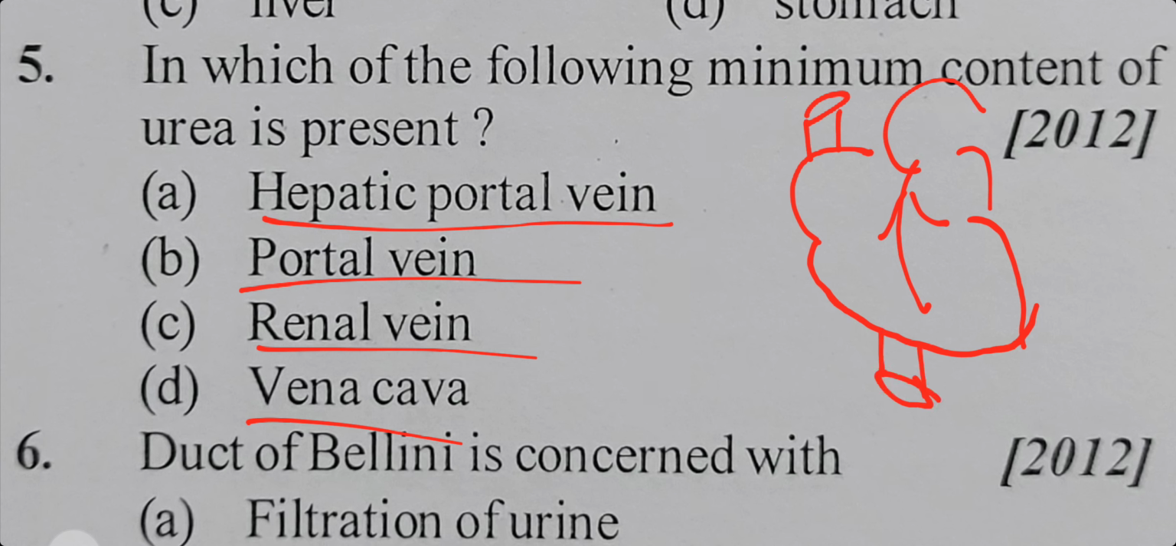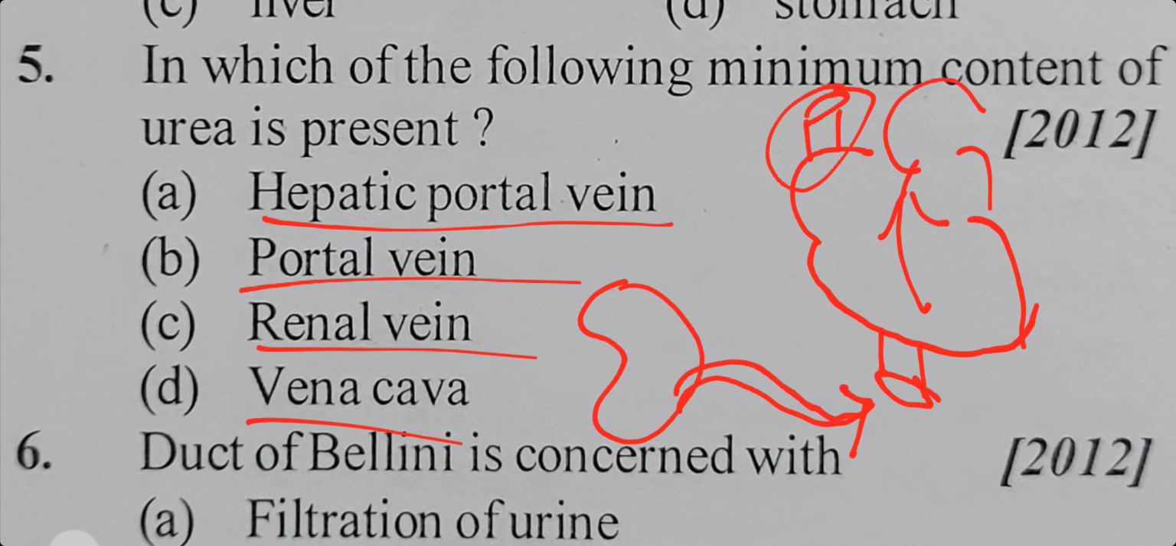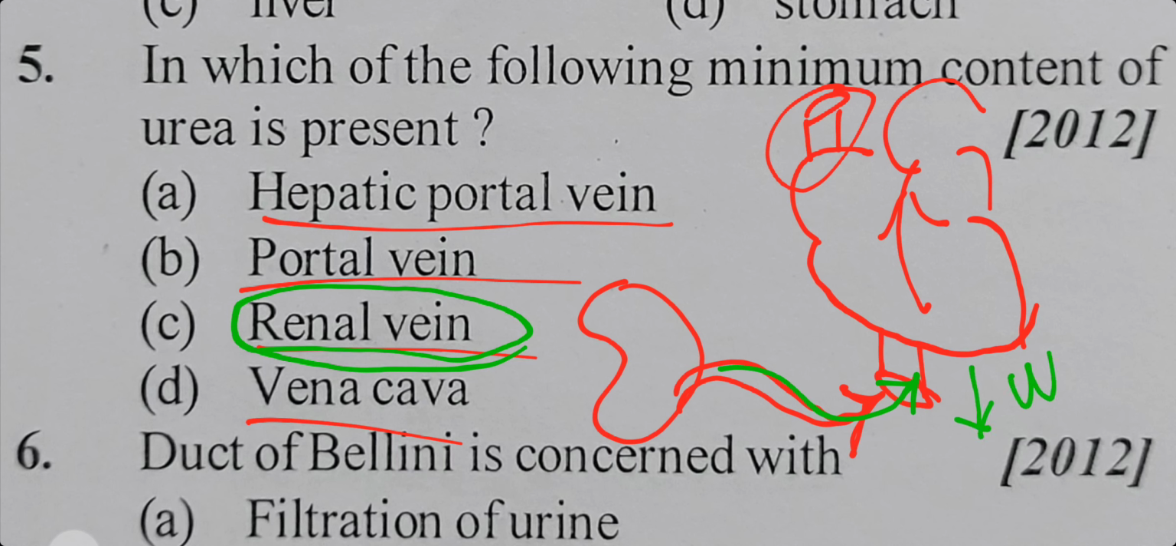Sorry, this is the inferior vena cava of the heart, and this is the superior vena cava. So from the kidney, whatever blood is filtered will move to the inferior vena cava. And which vessel will carry this? If you know this, you will get the answer, and that vessel is the renal vein. The renal vein will carry the filtered blood from the kidney to the inferior vena cava of the heart, and this will be carrying the minimum quantity of urea in the blood. So this is the answer. We'll move to the next question.